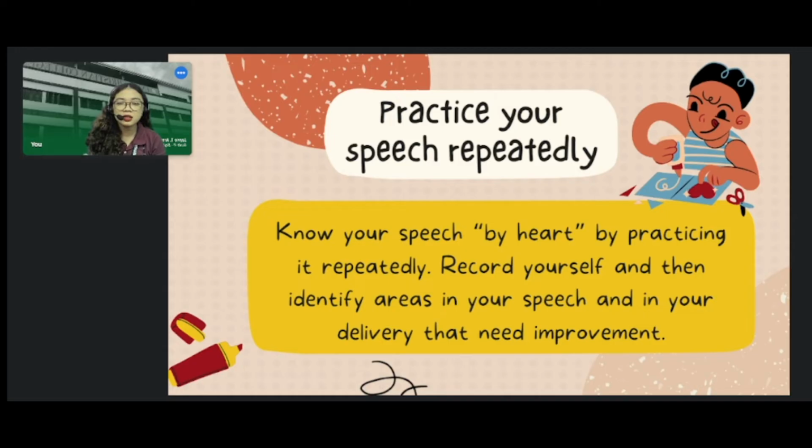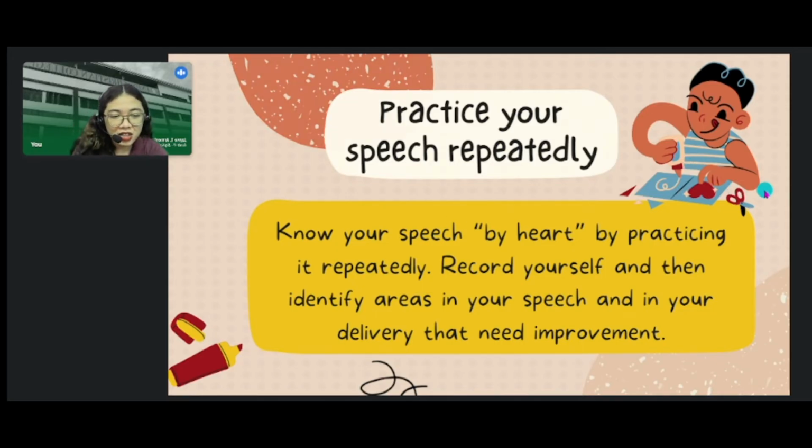So, in practicing your speech repeatedly, it is not only about how to read or how to emphasize, how to divide the parts of your speech. It is all, of course, about din doon sa how you will use gestures. How you will connect with your audience. Mag-i-stick ka lang ba na nakatingin doon sa iyong copy, or dito sa part na to you will look at the eyes of your audience? So that's for the third guideline.